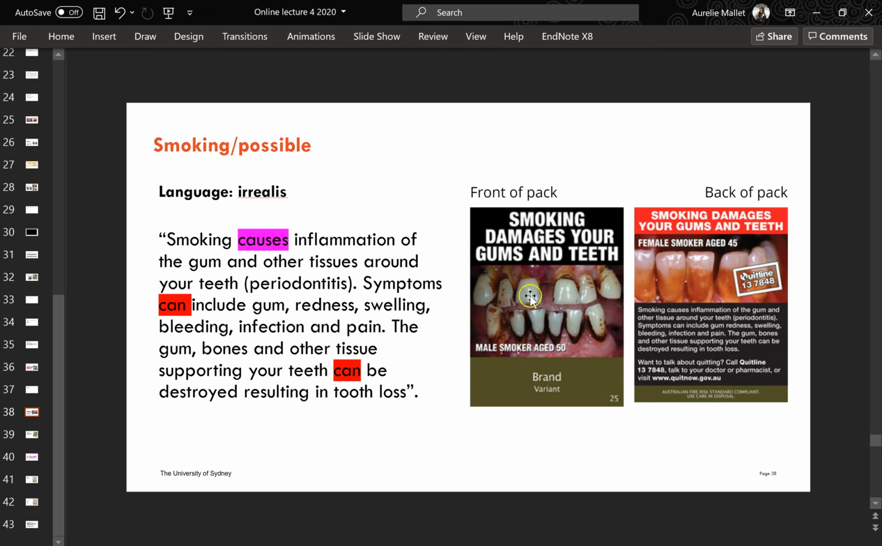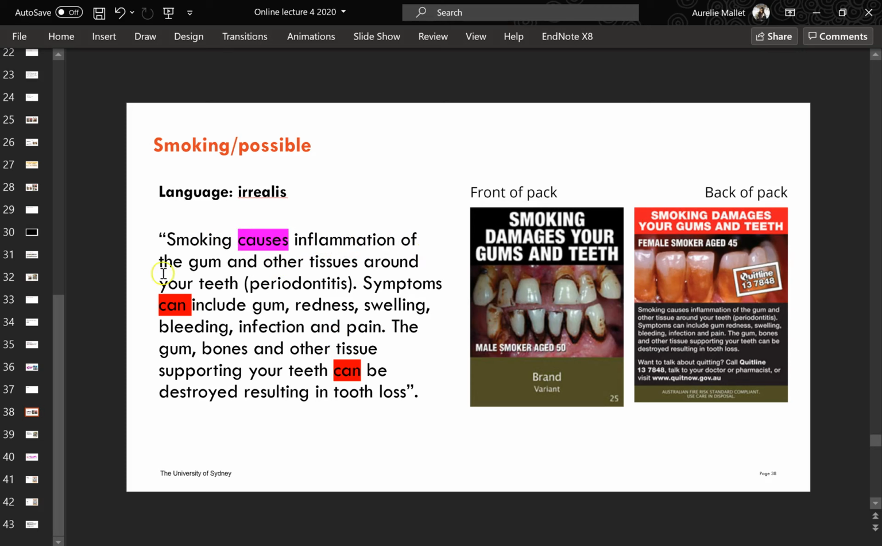So this is what might happen to you. So this is obviously an image of a smoker that has had gum and teeth cancer or periodontitis, but essentially it's warning you about what might happen to you if you continue to smoke. And the language is what we call irrealis. So it's language that is focusing on what might be, on things that haven't happened yet, on what could be. So let's have a look at this here, at the health message.